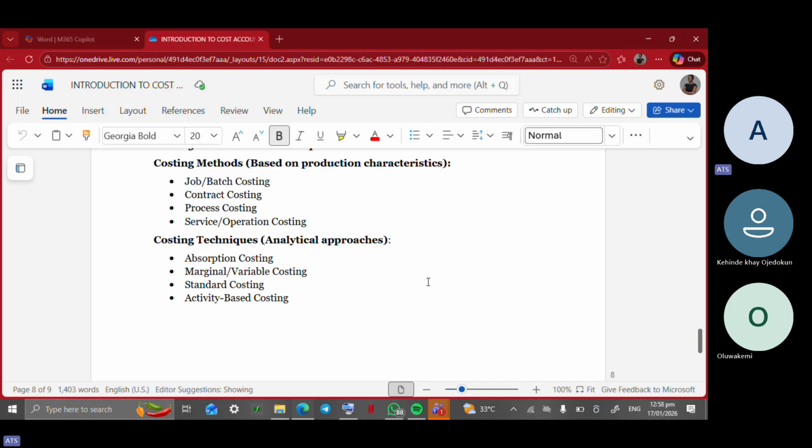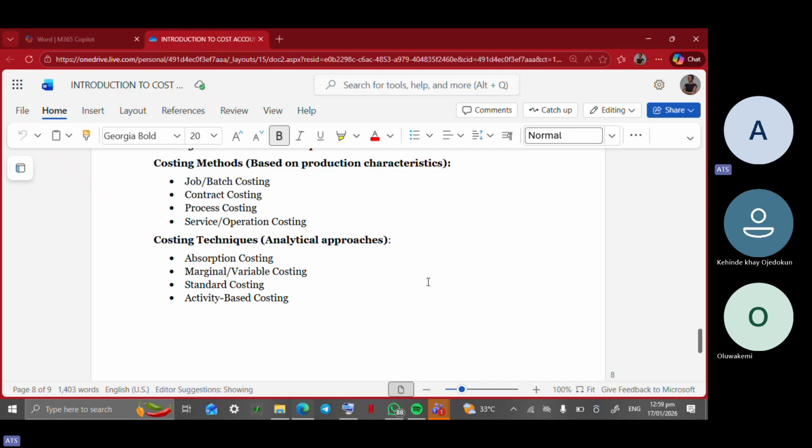But in marginal or variable costing, you deal mostly with direct costs or variable costs. You separate your fixed cost from your variable cost, then you bring out the ones that are relevant to that job or that process, and you account for those. So in marginal costing, you separate fixed and variable costs before making decisions, but in absorption costing or full costing, you analyze them together.